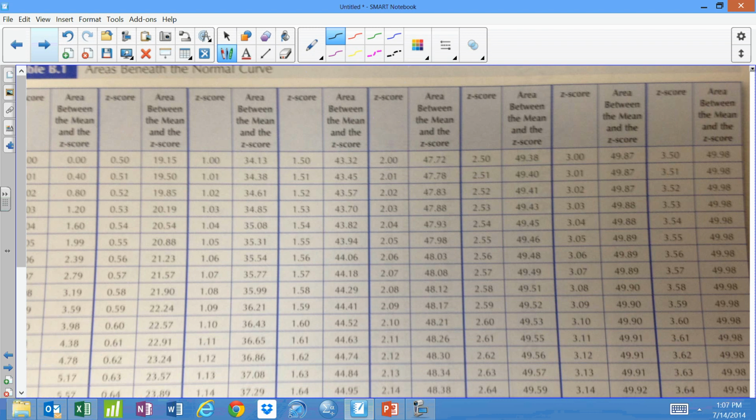But what you want to do is look under the z-scores column to find that z-score. In this situation, we found a z-score of 2.0, which is right there. And I want to look at the number associated with that. So this is the little section I'm looking at in my table. I got a z-score of 2.0, which represents the number of standard deviations I am away from my mean, which will help us figure out our actual proportion. So the area between the mean and the z-score is 47.72. So remember that, the area between the mean and the z-score is 47.72.